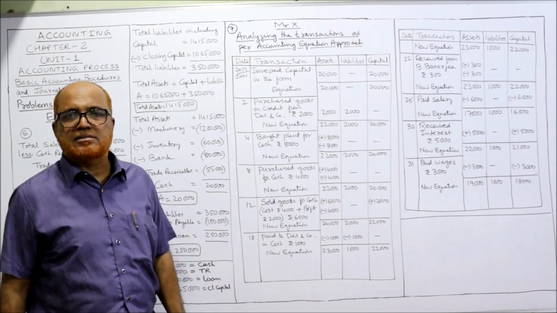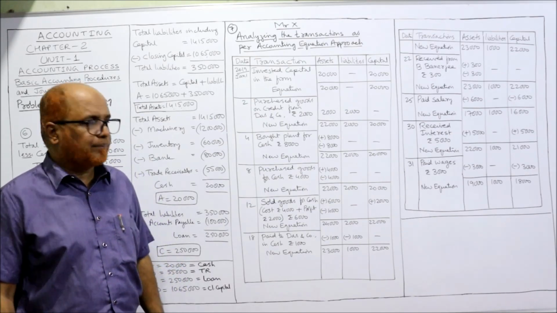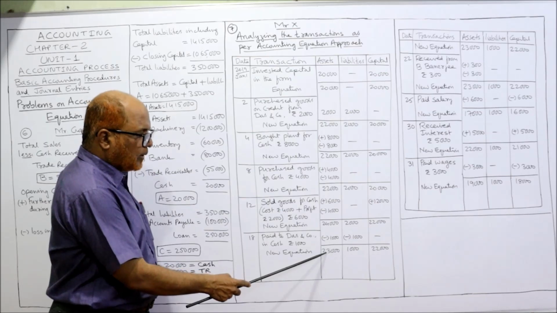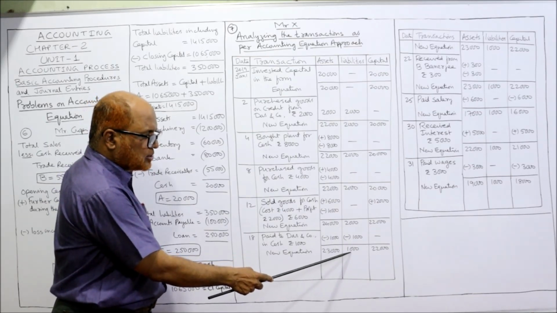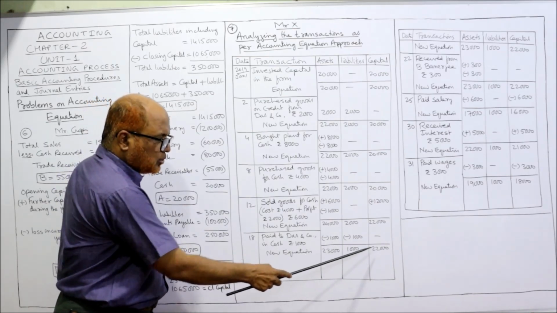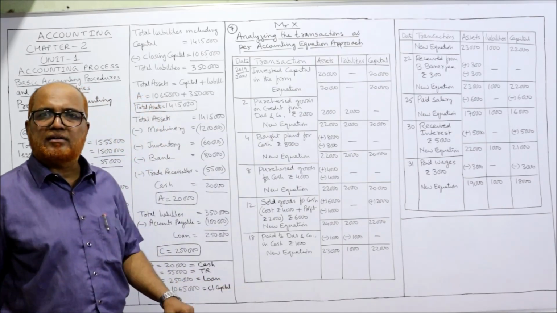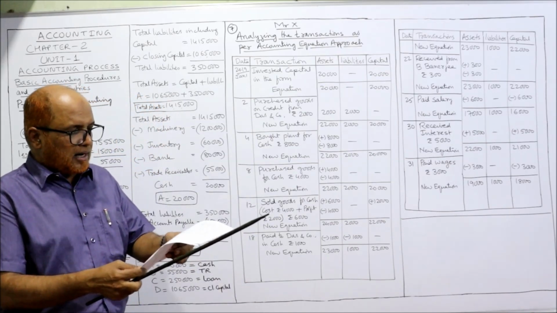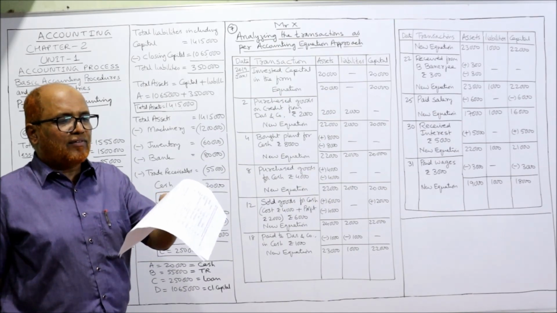We are paying to Das. So Das balance is decreasing. So 24 minus 1, 23. 2,000 minus 1,000, 1,000. Now you can see 1,000 plus 22,000, 23,000. Satisfied. Next. 22nd Jan. Received from B.